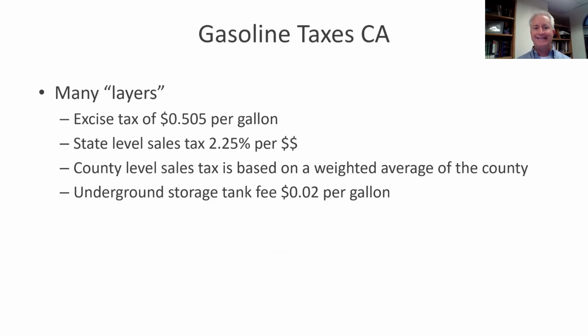And then there's actually a sales tax on top of that of 2.25% based on the amount you pay at the pump. And then there's another county level sales tax that's actually based on a weighted average for all the gas pumped in the county. So what they do is they collect all the information about where gas is pumped in different places, because you saw that sales tax can vary based on location. So as a result, they do a weighted average, then that gets baked into kind of next month's gas tax. And then there's a 2 cent per gallon underground storage tank fee as well.